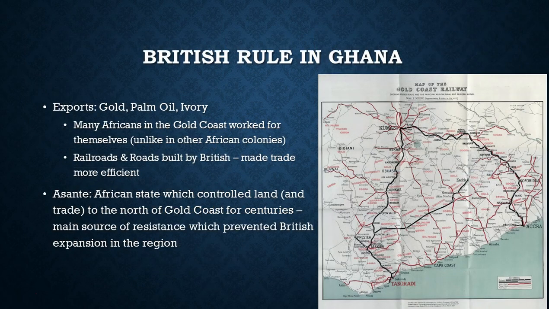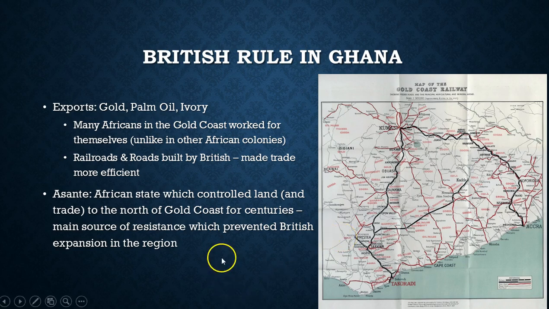So the main exports of the Gold Coast were obviously gold, palm oil, and ivory, which comes from the tusks of elephants. Many Africans in the Gold Coast actually worked for themselves, which is what makes Ghana, or the Gold Coast colony, unique compared to other African colonies. What does not make it unique is this expansive railroad, which is the map that I have here at right. And these railroads and roads were built by the British, which made trade much more efficient and developed the infrastructure of the Gold Coast.